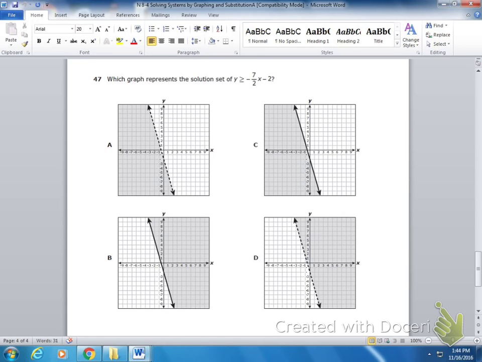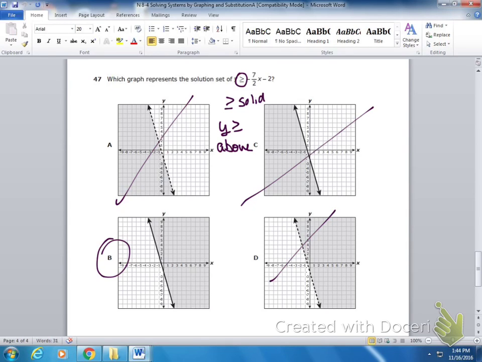Now, every one of these graphs is essentially exactly the same. So using the slope and the y-intercept is not going to help us. What will help us is this. That means since I have greater than or equal to, it has to be a solid line. A is gone, D is gone. They're not going to work. The other part, if it's greater than, so y is greater than or equal to here, that shade above. So if I look at C and B, C is shaded below, B must be my answer.